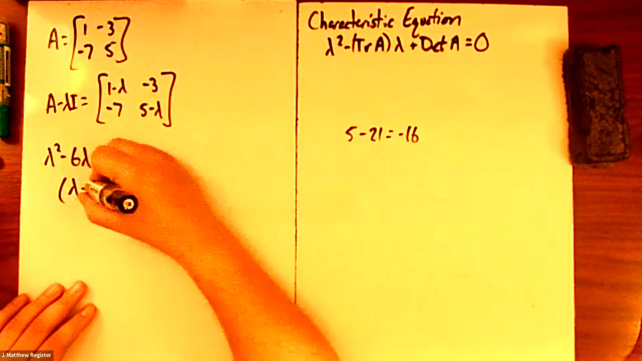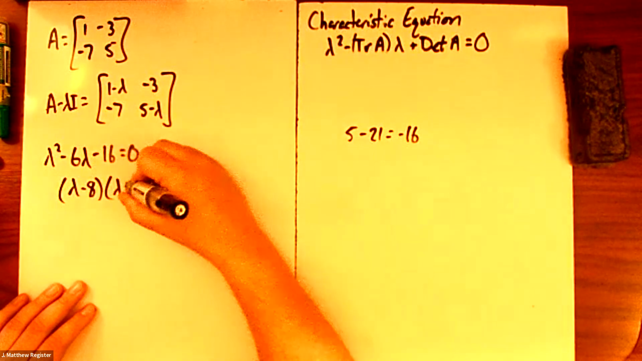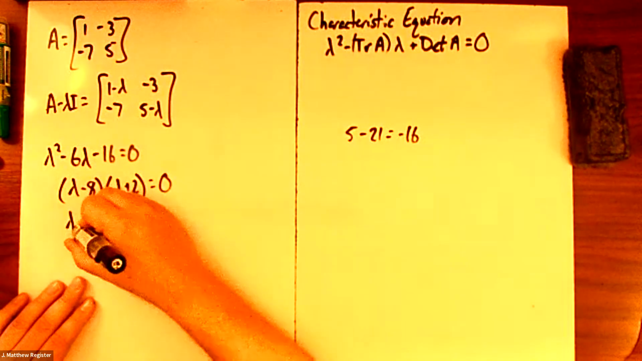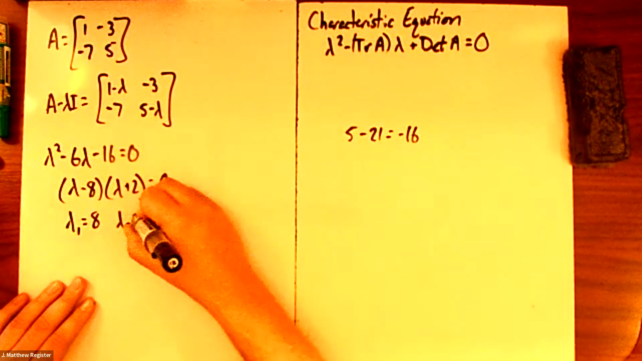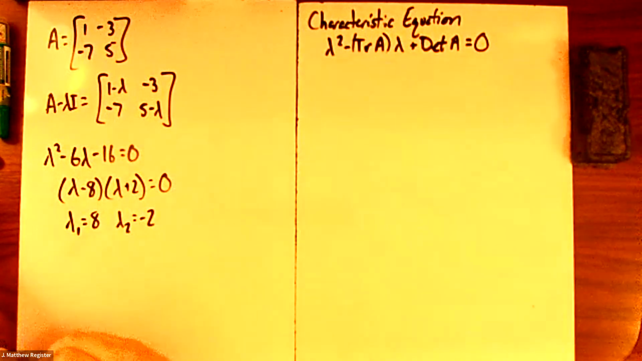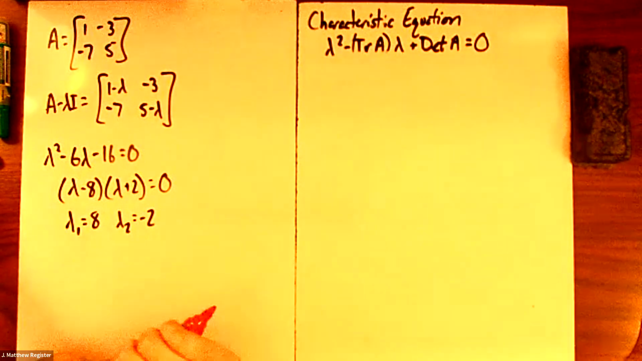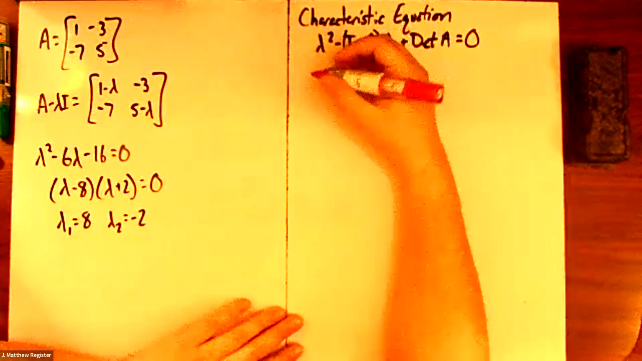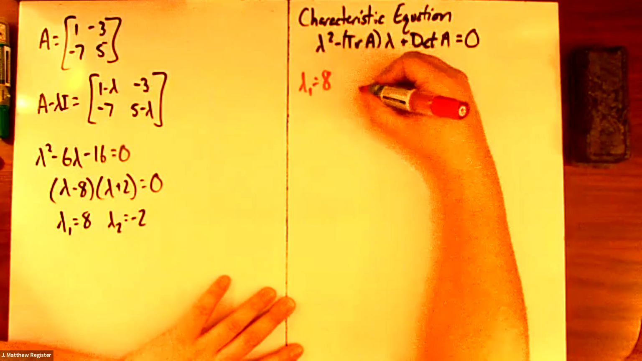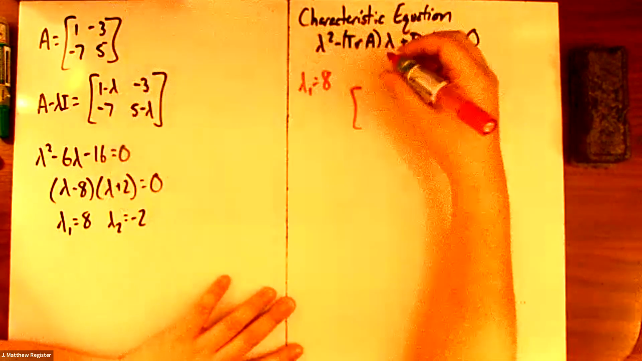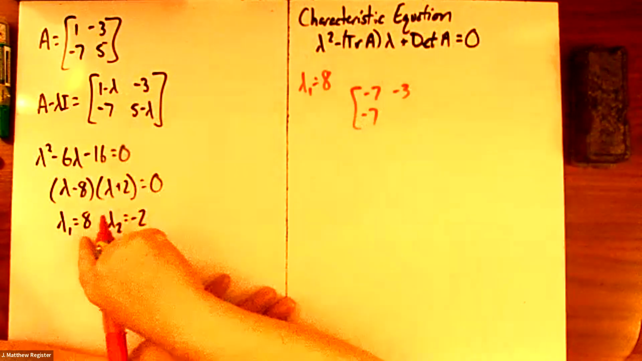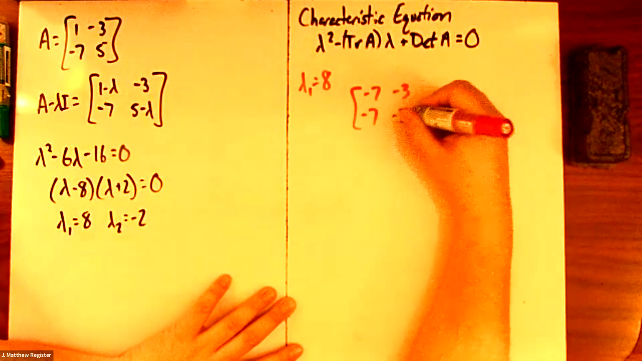Factor. Set each factor equal to 0. And then we can find our eigenvectors. Eventually, this just becomes routine, which is good. You want it to be routine, makes it a little easier. And so for lambda 1 equals 8, we are going to have 1 minus 8 is -7. And then 5 minus 8 is going to be a -3.